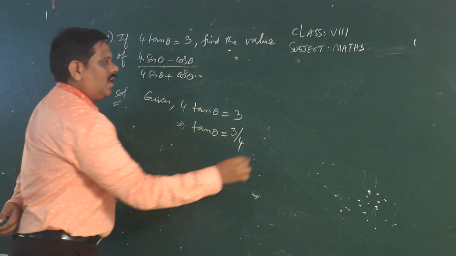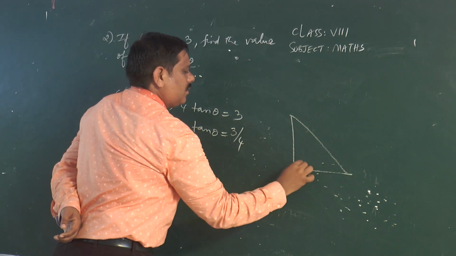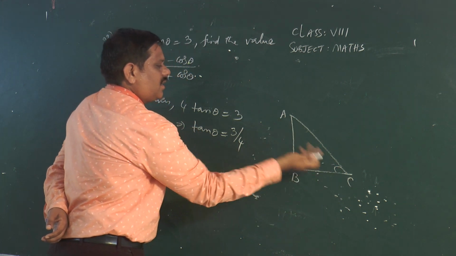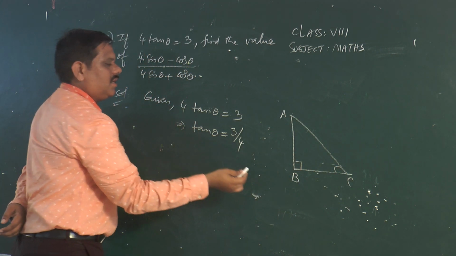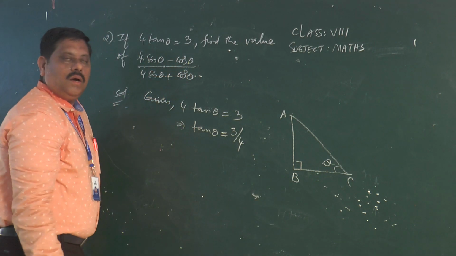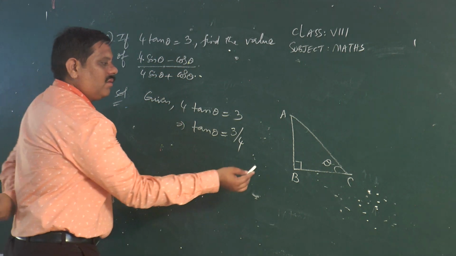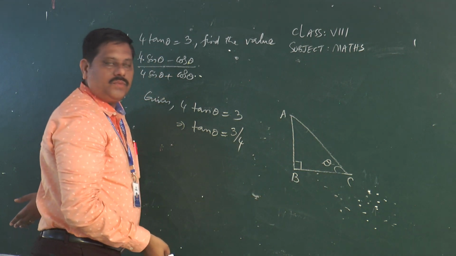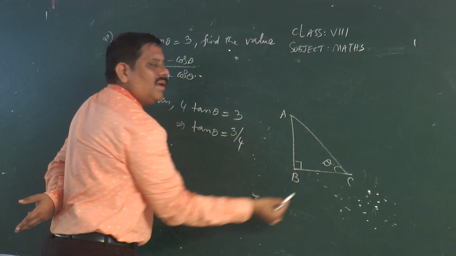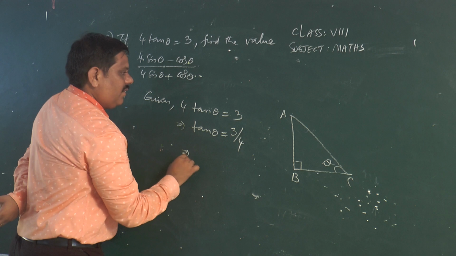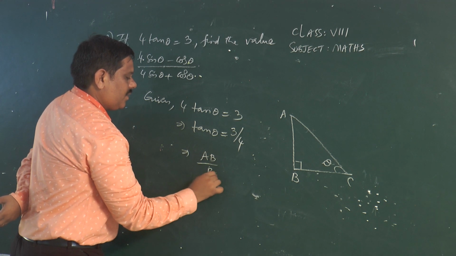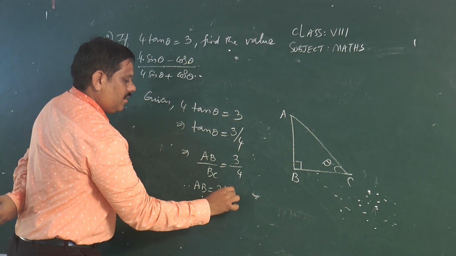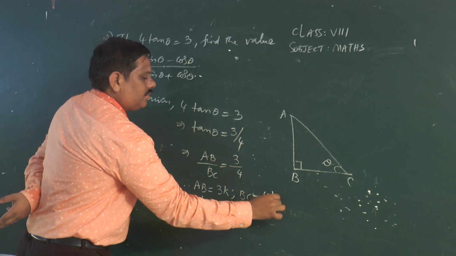Okay, now let us just take a right triangle, right angle at B. Here there is no restriction whether to take A here or here, because it is only theta, so I can specify it as theta. Now tan theta is 3 by 4. According to the definition of tan theta, it is the ratio of perpendicular to base, or opposite side to theta by adjacent side to theta. So we can say it is AB by BC, that is equal to 3 by 4. Therefore we can say AB is equal to some 3k, BC is equal to some 4k.